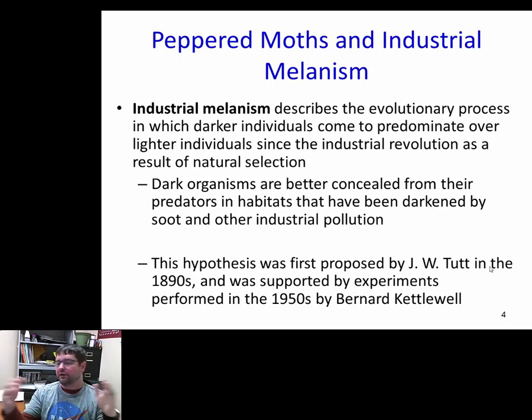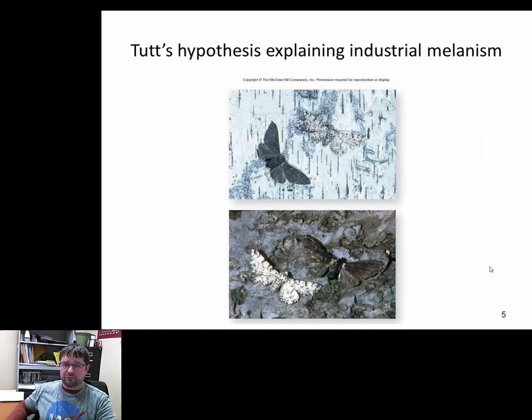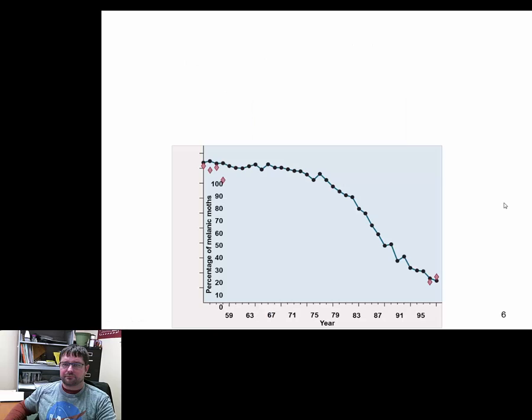And he'd just glue them to the tree, and then he'd sit back with a pair of binoculars and watch the predators. Okay? And sure enough, what he found was if you're a light moth on a light background, you got eaten far less than if you were a dark moth on that white background. And vice versa. If you're a white moth on the dark sooted background, you got eaten far less than the dark moth on the dark background.